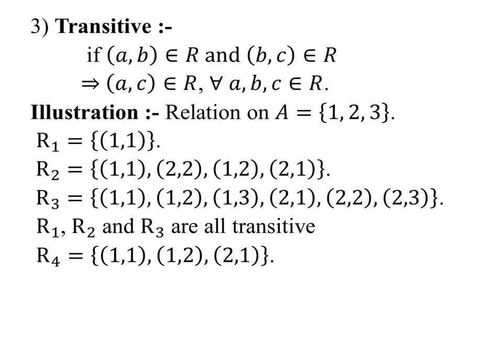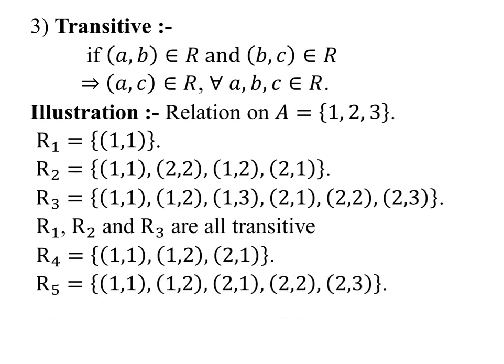Next R4. R4 is equal to the ordered pairs (1, 1), (1, 2) and (2, 1). So the first two pairs: (1, 1) belongs to R, (1, 2) belongs to R. That implies (1, 2) belongs to R. Last two pairs: (1, 2) belongs to R, (2, 1) belongs to R, so then (1, 1) belongs to R. But last, (2, 1) belongs to R and (1, 2) belongs to R, so (2, 2) does not belong to R4. Therefore R4 is not a transitive relation.